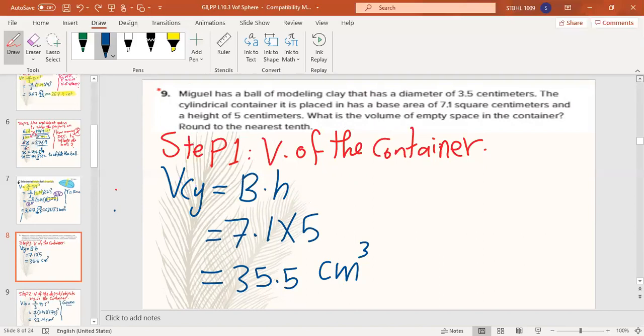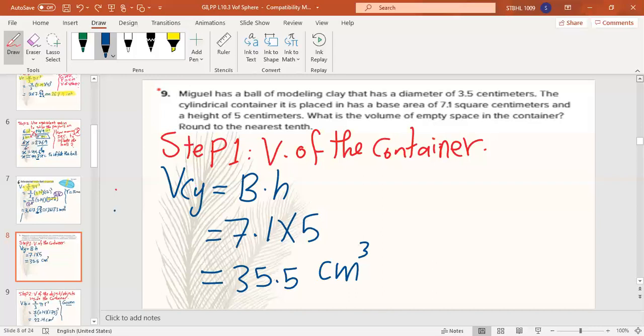Here, we have to follow specific steps. We need to find the volume of empty space. So first of all, always in such questions, find the volume of container, and then find the volume of objects which are inside the container. And third step, you will subtract volume of the container minus volume of what is inside the container.